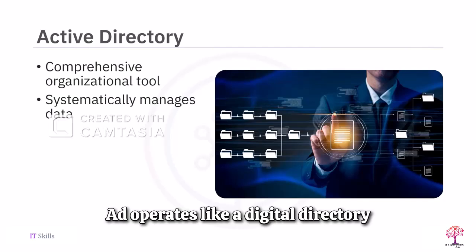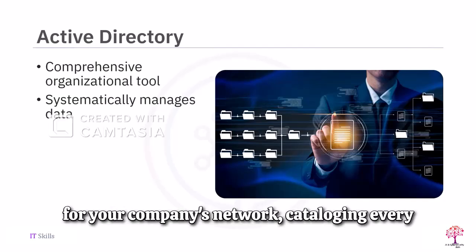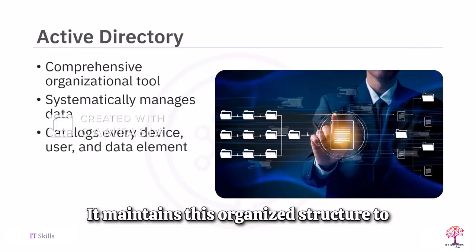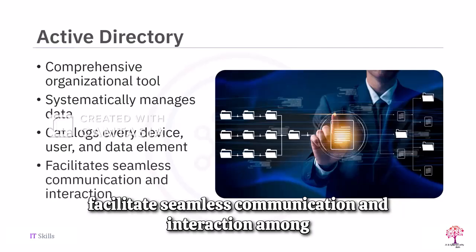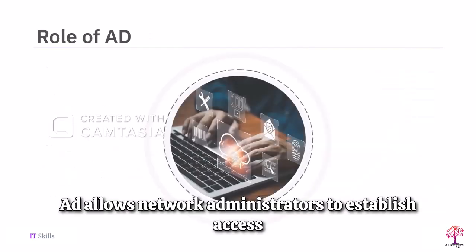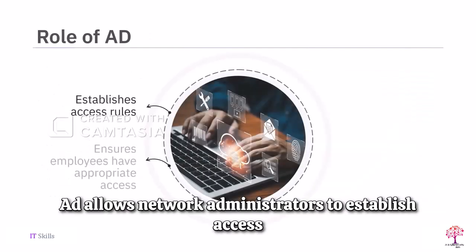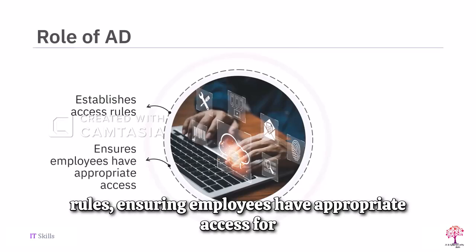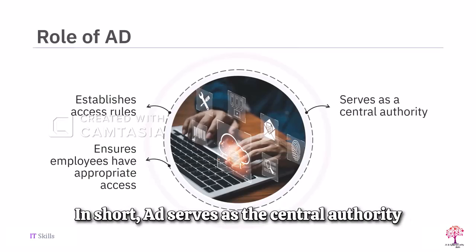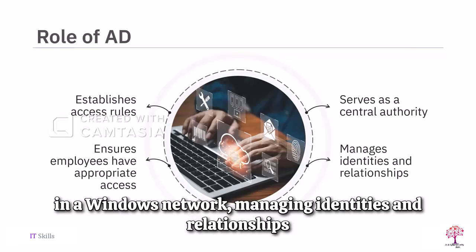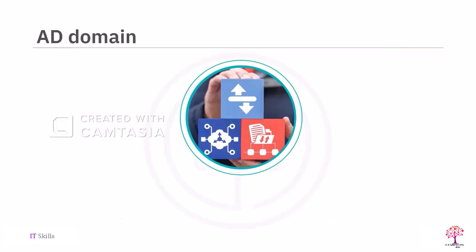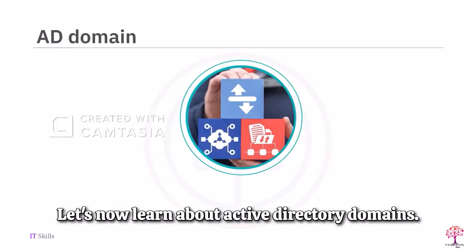AD operates like a digital directory for your company's network, cataloging every device, user, and data element. It maintains this organized structure to facilitate seamless communication and interaction among devices and users within the network. AD allows network administrators to establish access rules, ensuring employees have appropriate access for their roles while safeguarding sensitive data. In short, AD serves as the central authority in a Windows network, managing identities and relationships to maintain smooth and secure operations. Let's now learn about Active Directory domains.